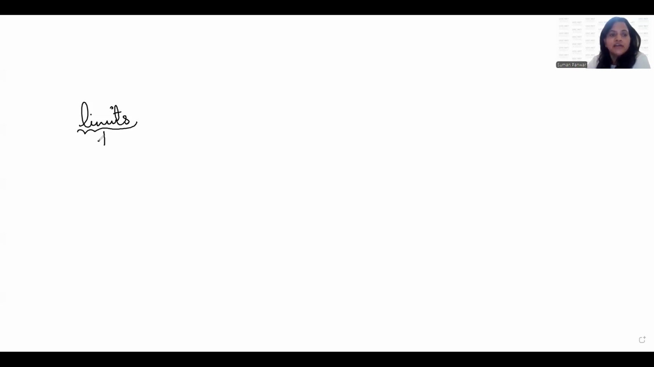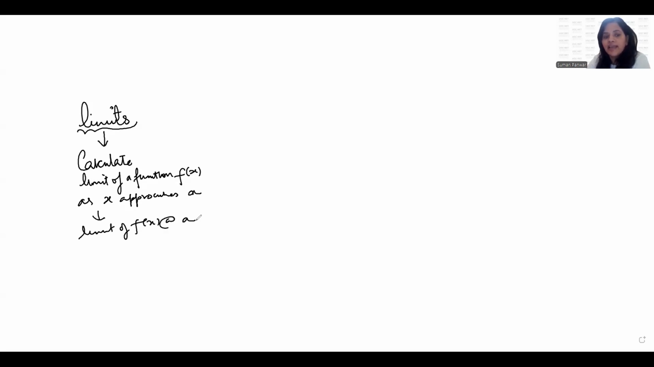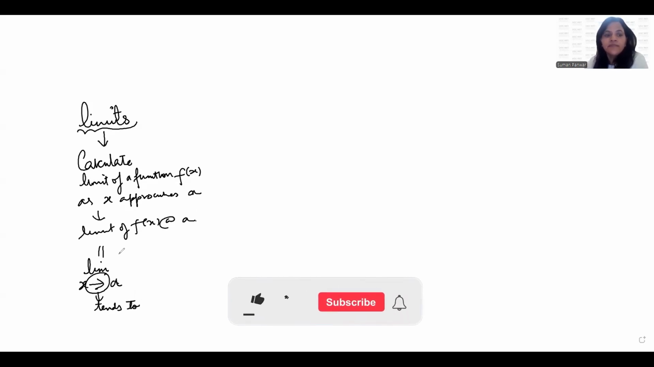For that, we have to calculate the limit of a function f(x) as x approaches a. Now, what does it mean? It means the limit of f(x) at a, and it is also denoted as limit x approaching a. This arrow means tends to, or approaching, or getting closer to a, of f(x). So this is the notation.